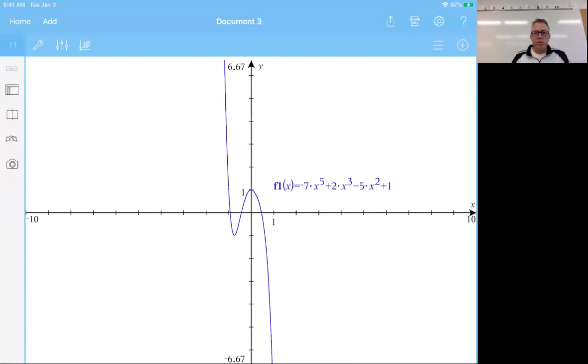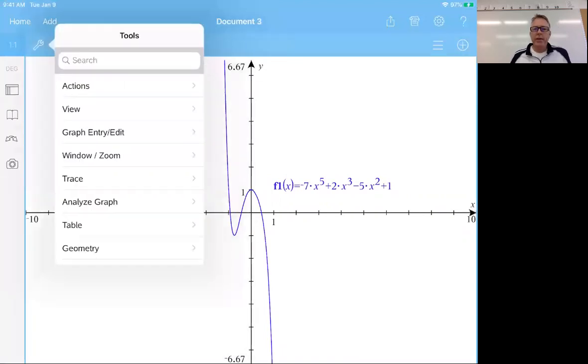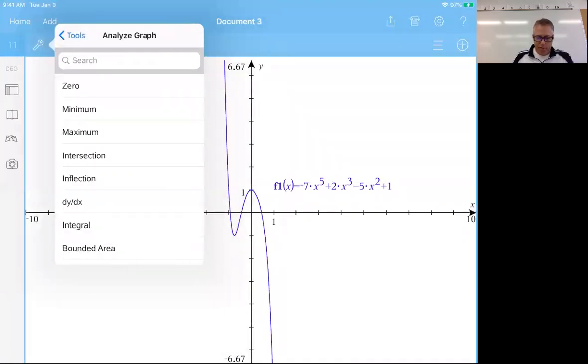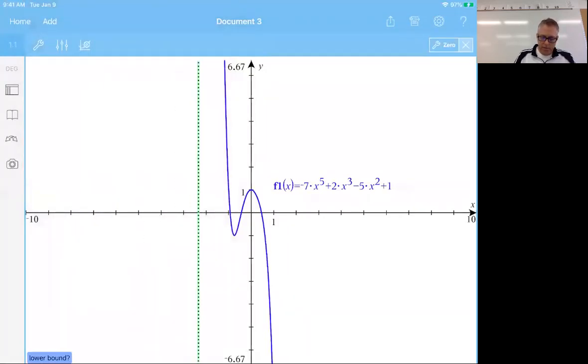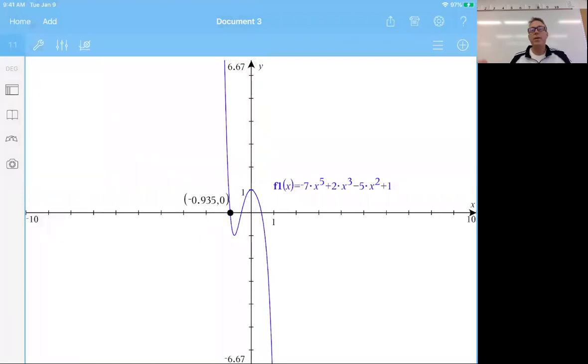Now, the roots are important points, so I can use my calculator to find the roots. To do that, remember in the upper left corner, there's this tool and the analyze graph function. In that list, it says analyze graph. You can use that for a lot of different things, but to analyze graph, we can find the 0. To find the 0, it gives me this line, and I move it to the left of that intercept, and then I'll move it to the right of that intercept. And so it gave me that 0, negative 0.935.